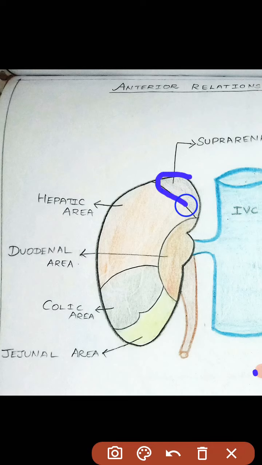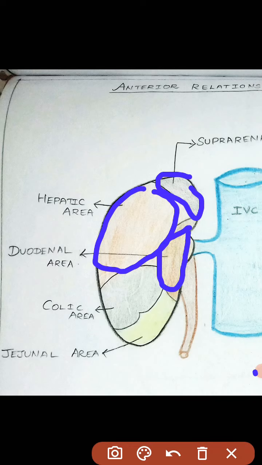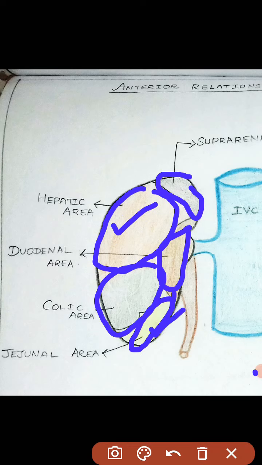So this is the suprarenal area where the right suprarenal gland is related, and this is the hepatic area where the liver is related, and this is the duodenal area where the second part of duodenum is related, and this is the colic area where the hepatic flexure of colon is related, and this is the jejunal area where the jejunum of the small intestine is related. And out of all these 5 surfaces, only the hepatic surface and intestinal surface are covered by peritoneum. The rest are devoid of peritoneum.